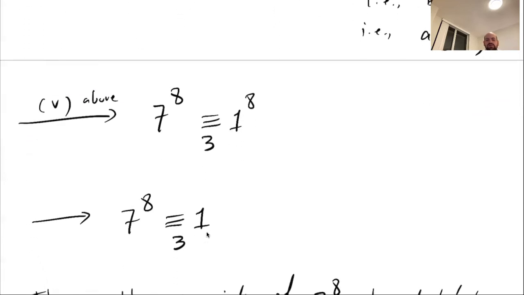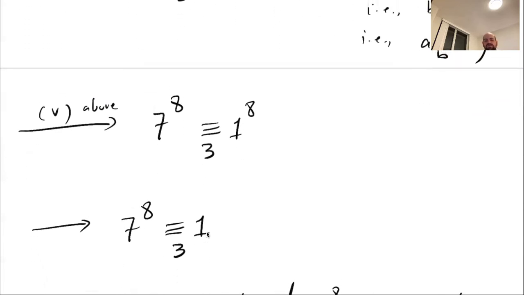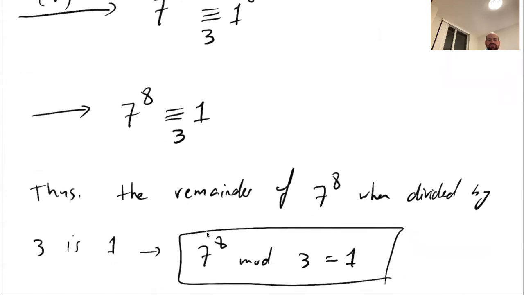And 1 to power 8, as you know, is 1. So that means 7 to power 8 is congruent to 1. But we just said that any number is congruent to its remainder, right? So the remainder has to be 1. 7 to power 8 is congruent to 1, so that means the remainder has to be 1.